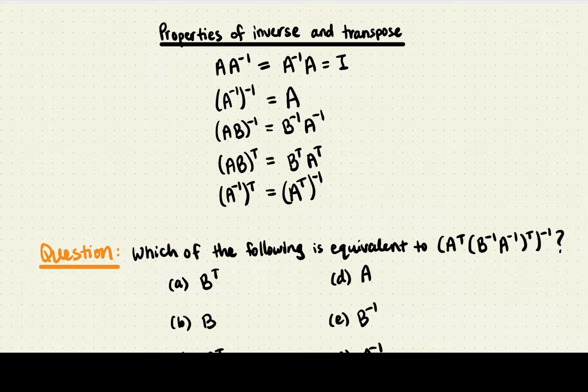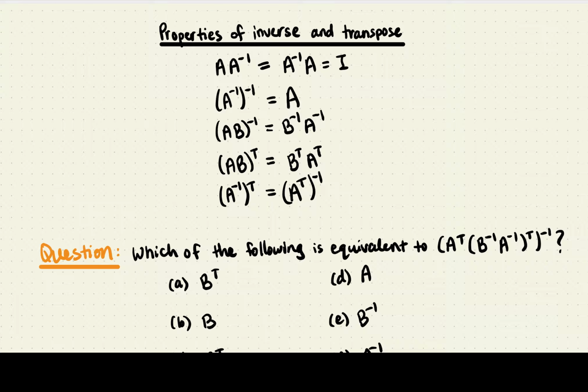Today we're going to talk about inverses and transposes, and we're going to do that by going through an example. So I've written out some of the properties of the matrix inverse and the transpose and how they interact with each other. So the first property I've written here, A times A inverse is I, and equivalently, A inverse times A is equal to I, where I is the identity matrix.